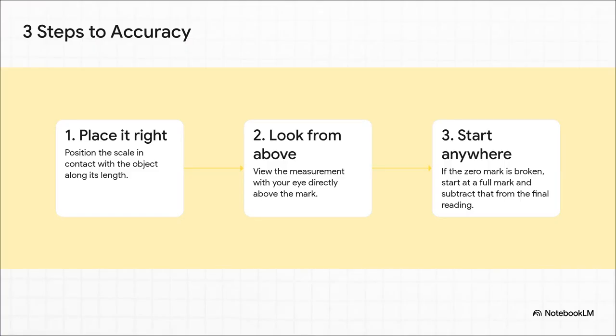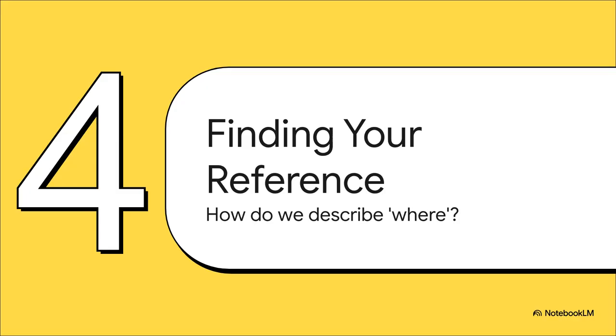First, your scale needs to be right up against the object you're measuring, flat as a pancake. Second, and this is a big one, look straight down at the mark. If you look from an angle, you get something called parallax error, and it can totally throw off your reading. And third, if the 0 mark on your ruler is all busted, no big deal. Just start at the 1 centimeter mark and then remember to subtract that 1 from whatever you measure. Easy.